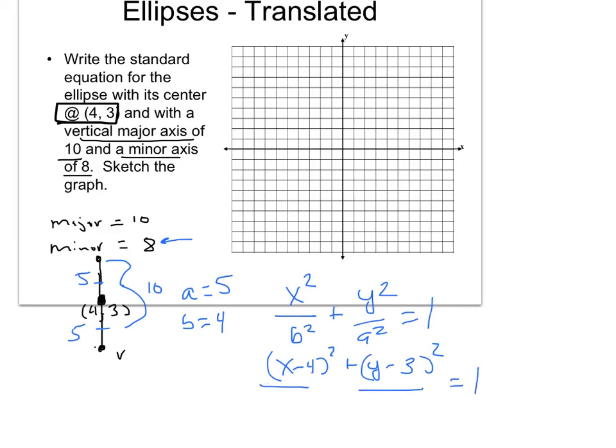The equation is always equal to 1. If a is 5, that means I'm going to put 25 underneath, and b is 4, so I'm going to put 16 underneath here. And so here's my equation. And now I can go ahead and graph it.